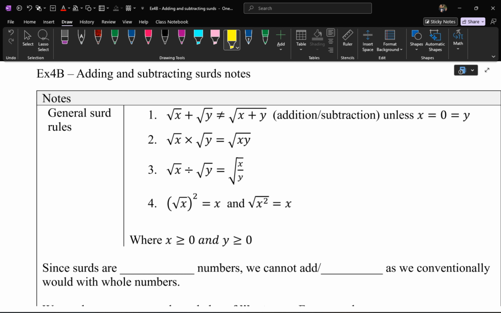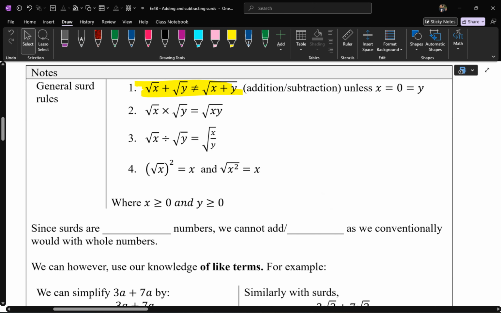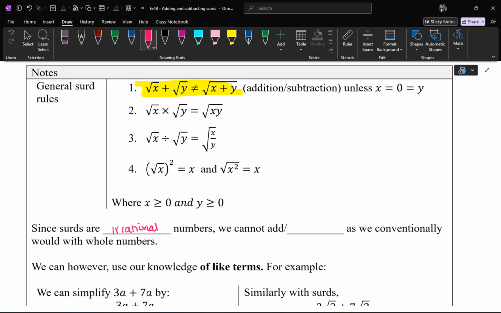Now notice here, rule number 1 says that root of x plus root of y does not actually equal root of x plus y. And the reason for it, if you think about it, is since surds are irrational numbers, we cannot add or subtract as we conventionally would with whole numbers. So for example, 3 plus 1. Okay, that number system we are aware of, we can use the number line to prove that 3 plus 1 is 4. But irrational is a different number system. Okay, we don't know what the square root of a certain number is.